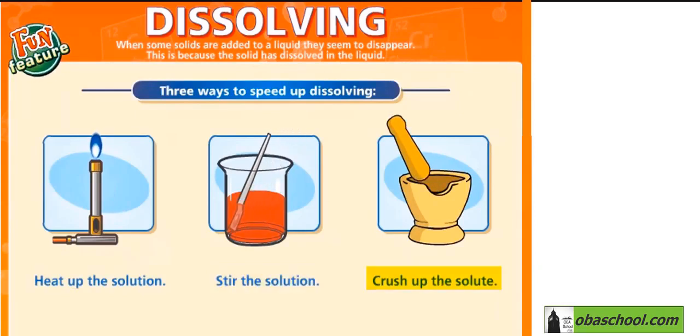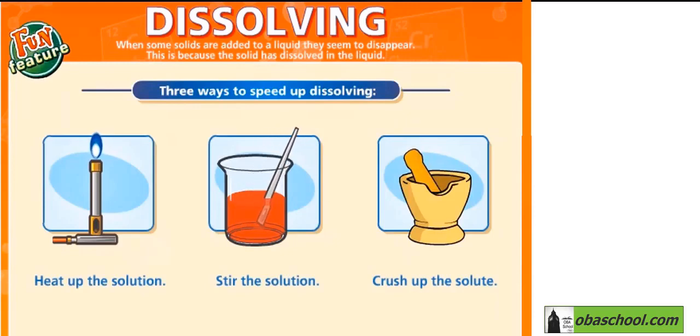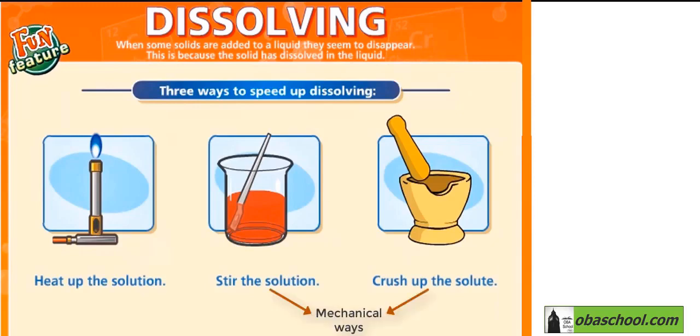Before adding the solute to the solvent, we can crush the solute into smaller particles and this will speed up dissolving. So those are three ways to speed up the process of dissolving. Stirring the solution and crushing up the solute are both mechanical ways to speed up dissolving.